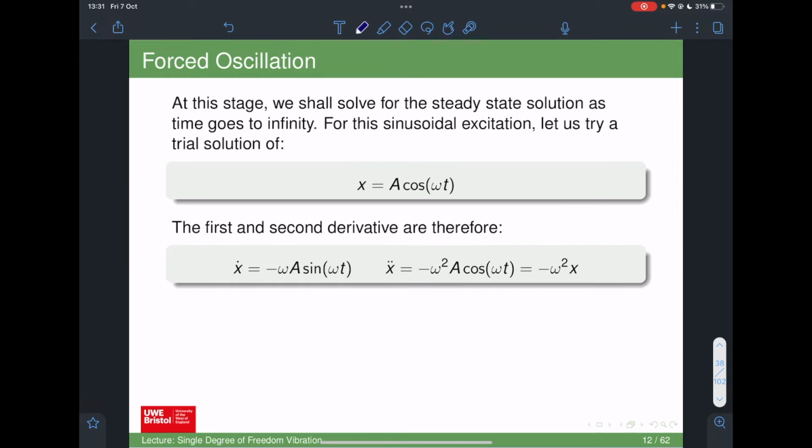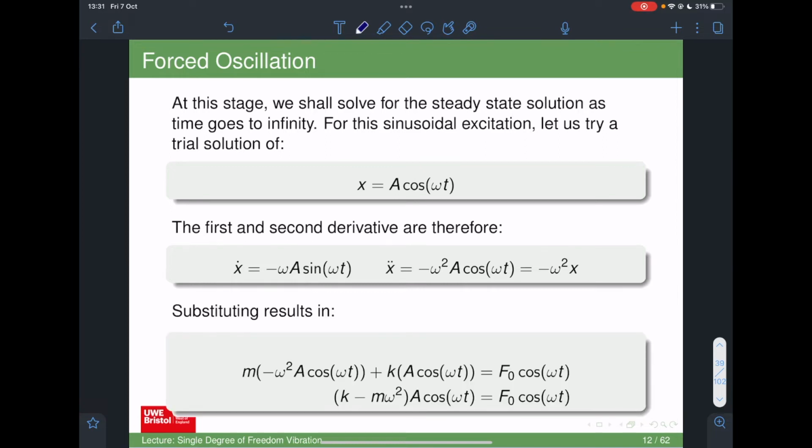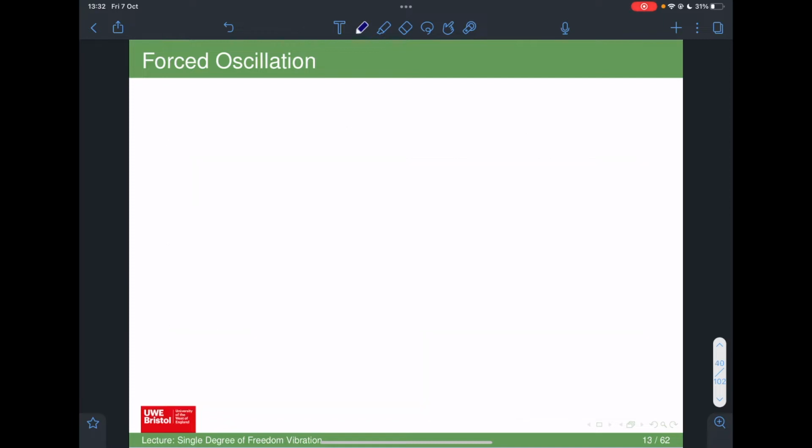You stick that in the equation of motion, and you end up finding out that, there you go, I've stuck it in. So I've taken this bit and stuck it into where we had x double dot, and I've taken this and put it where we had x: m x double dot plus kx equals F0 cosine omega t. The cosine omega t's can disappear, because you've got one on this side and one on this side. You end up with A being F0 divided by k minus m omega squared. So there's the motion.